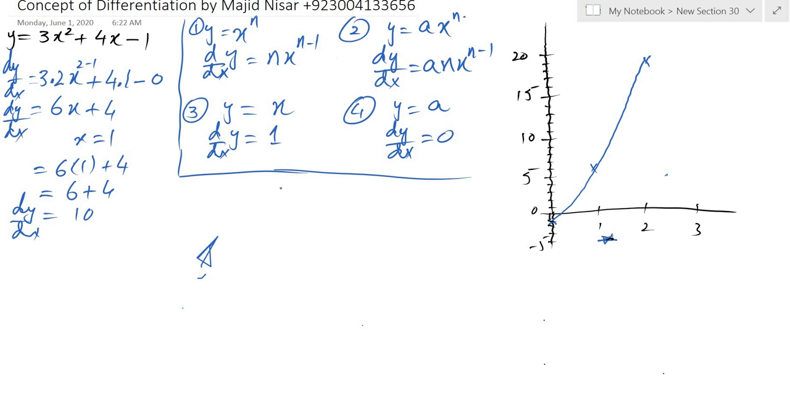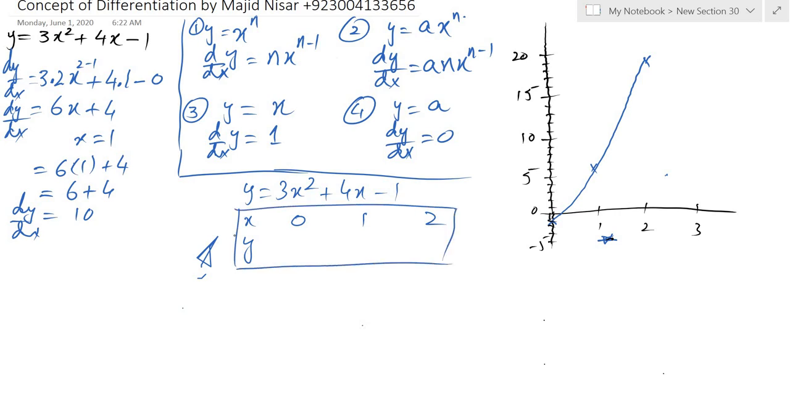Okay, let us check. When we draw this curve, we have already done it in previous classes, 3x squared plus 4x minus 1. When x is 0, 1 and 2, what will be y? When x is 0, we substitute x equals 0 in this equation. 0 squared is 0 times 3 is 0, plus 4 times 0 is 0, just minus 1 left.